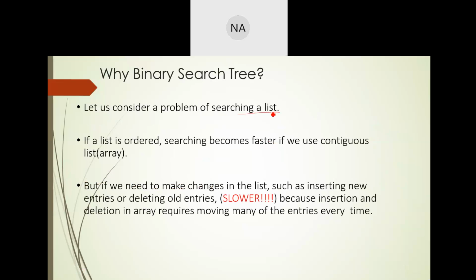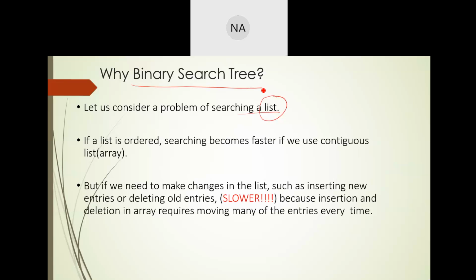You are given a list and you have to search for a given item, a given value in the list, whether that item is present or not. If the item is present, then what is its location? We have already considered this problem and we have seen two solutions for it, using linear array and using linked list. The third is using the binary search tree.